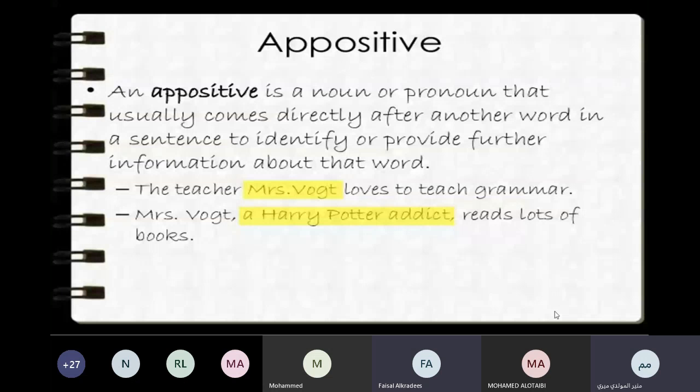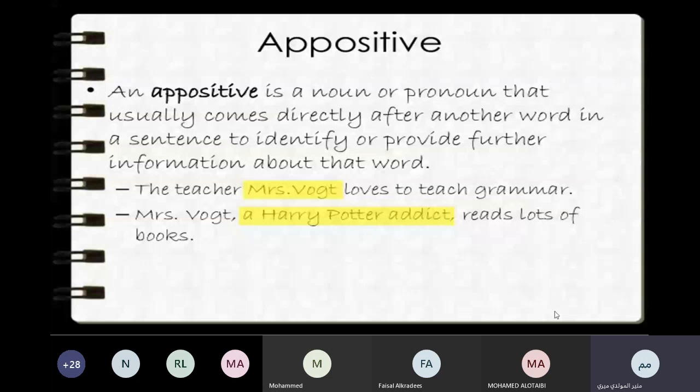So we said that an appositive is a noun. It must be either a noun or a pronoun that comes after another word in a sentence and identifies it. For example, what's your brother's name? Nawaf. You can say, my brother is at home, or you can say, my brother Nawaf is at home. So Nawaf is an appositive because it gives me, as a listener, extra information about who your brother is. You can say, my brother is at home, and your sentence is right.